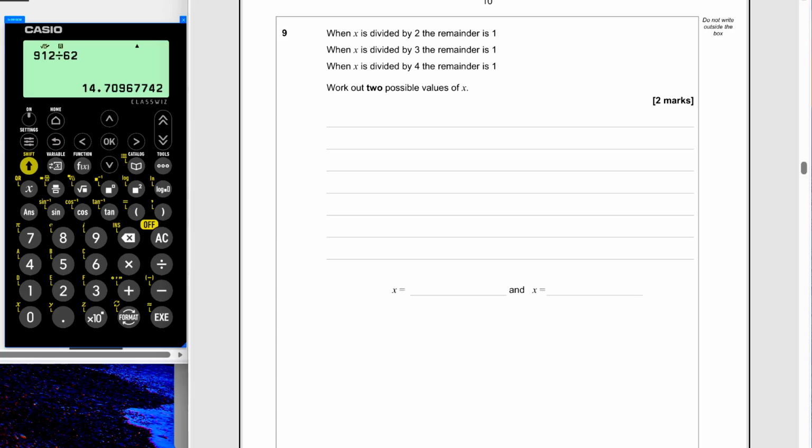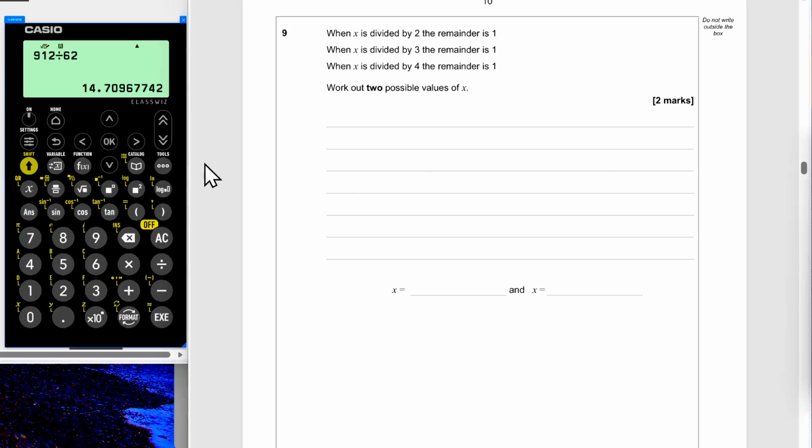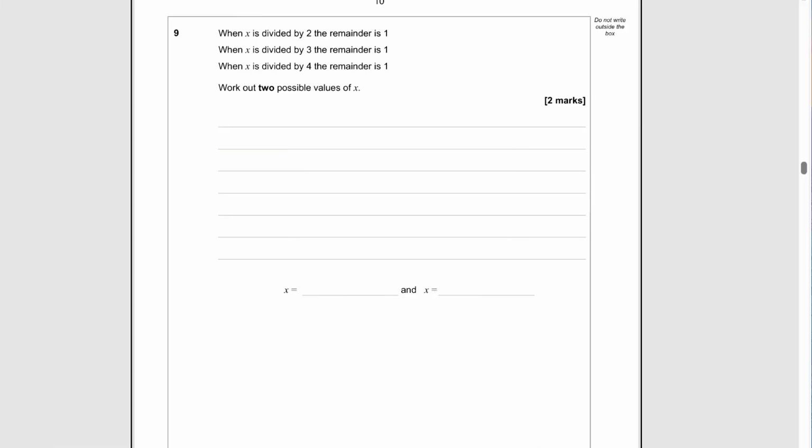Okay, question 9. When x is divided by 2, the remainder is 1. When x is divided by 3, the remainder is 1. When x is divided by 4, the remainder is 1. Work out 2 possible values for x. So let's think about this. When it's divided by 2, 3, and 4, each time it's got a remainder of 1. So it must be 1 more than the lowest common multiple of 2, 3, and 4, or a common multiple of the 3 numbers, sorry.